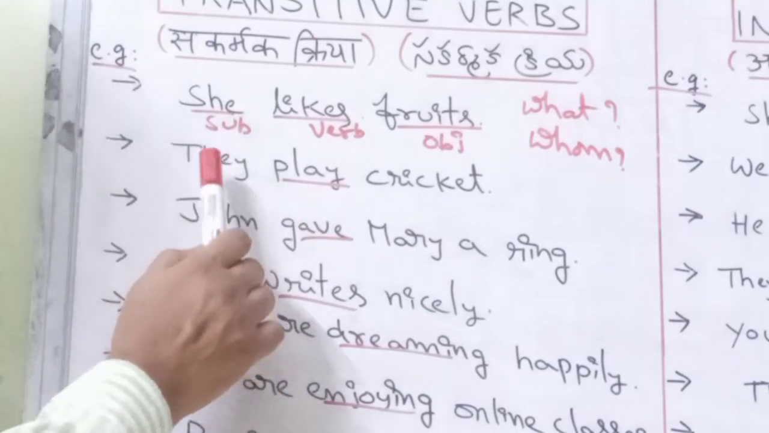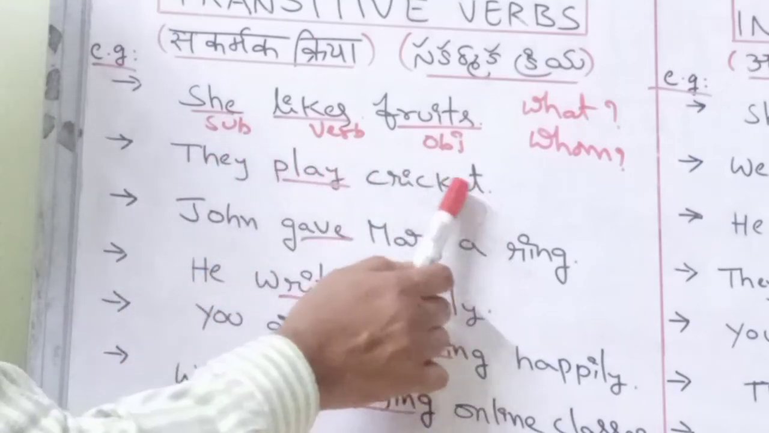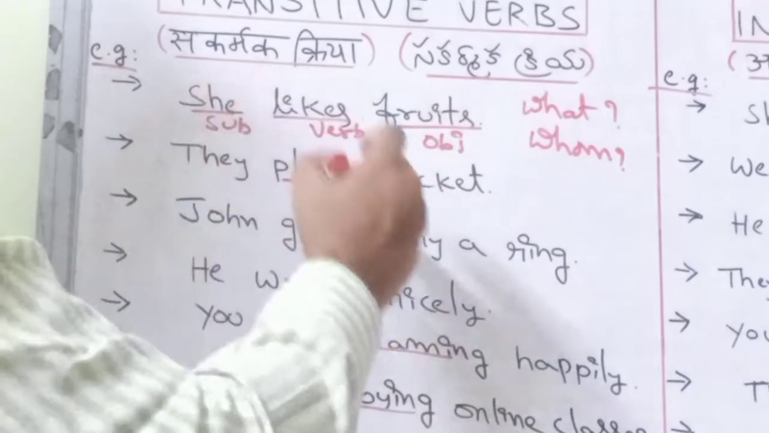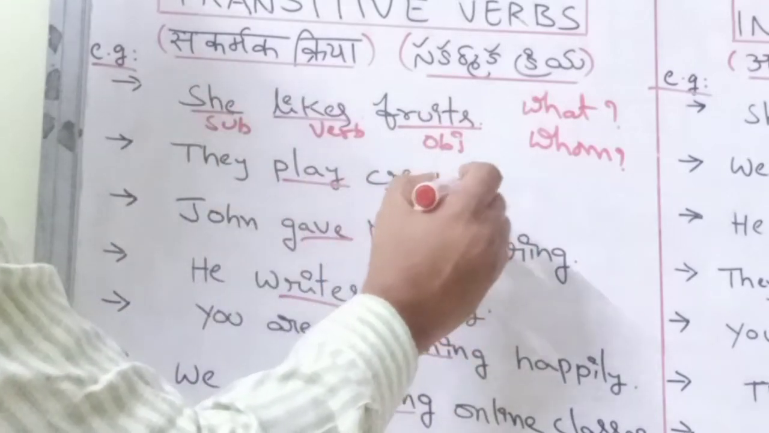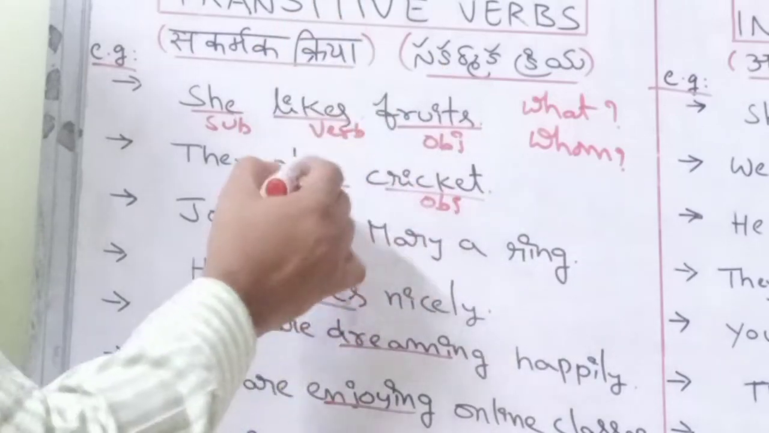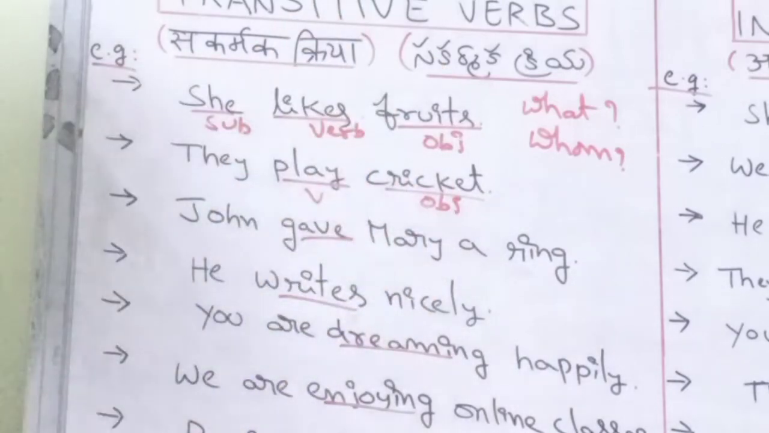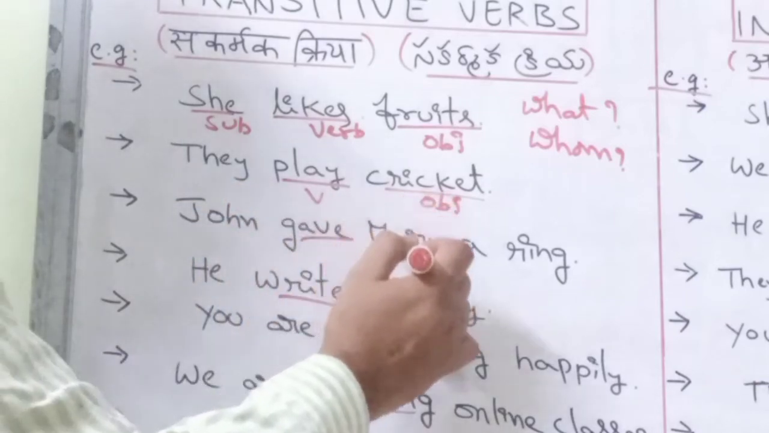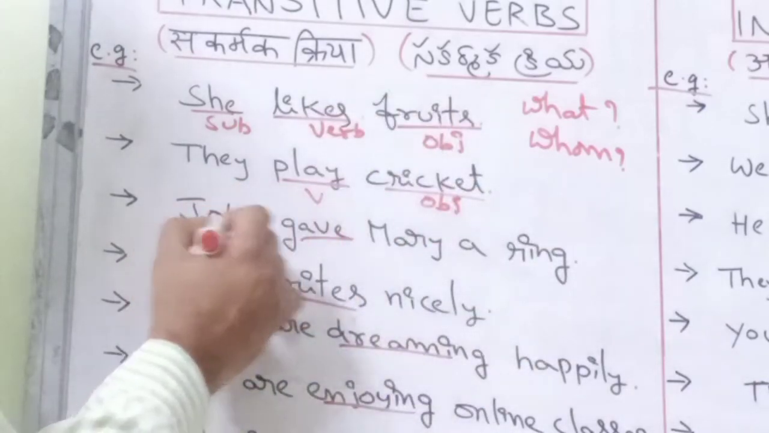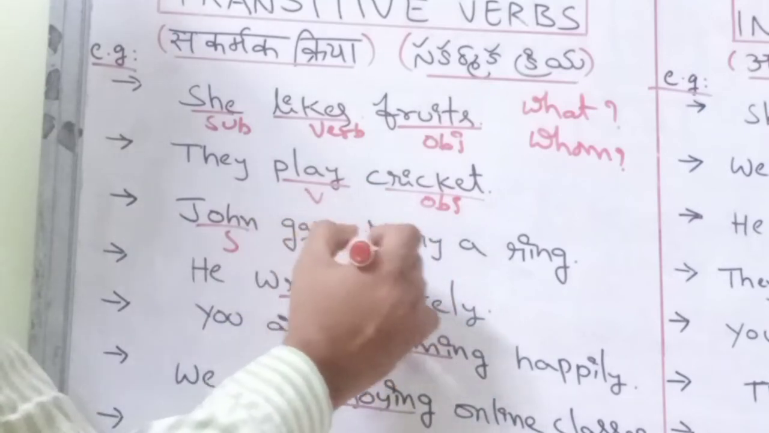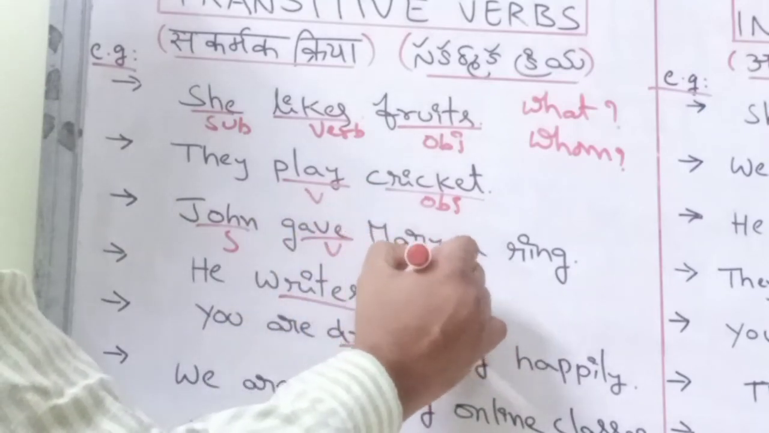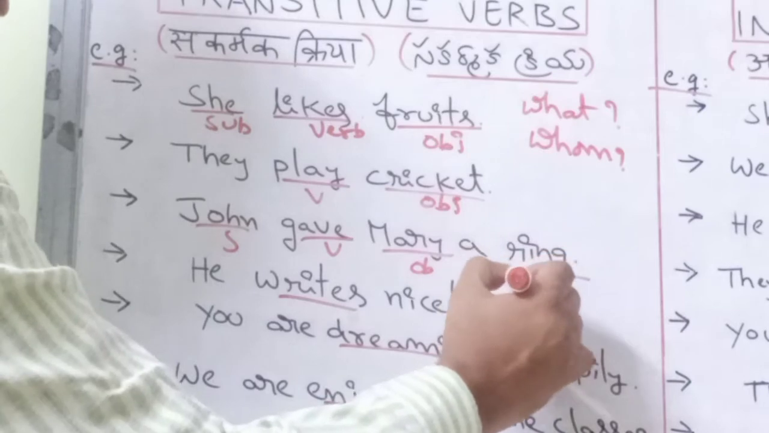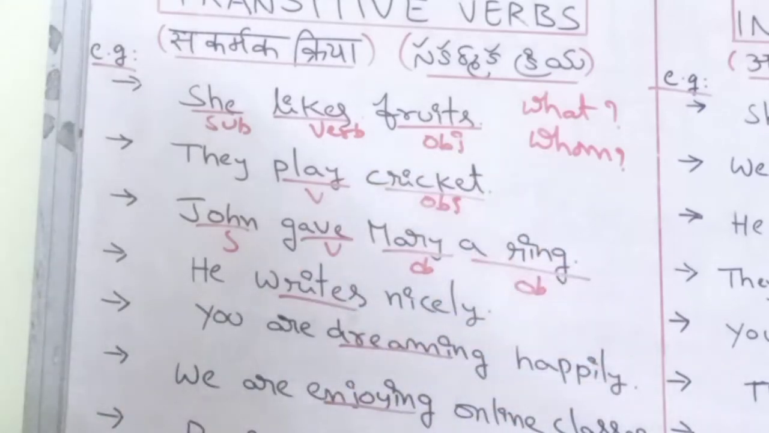The second example, they play cricket. Play what? Cricket. So cricket is the object, and the verb play becomes a transitive verb. Third example, John gave Mary a ring. John is the subject, gave is the verb, Mary is an object, and what about a ring? A ring is also an object.